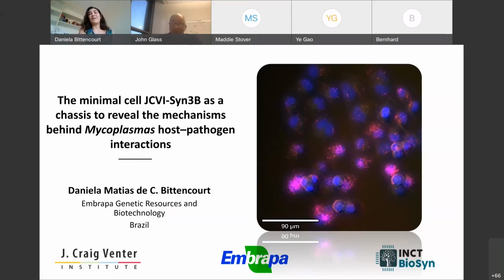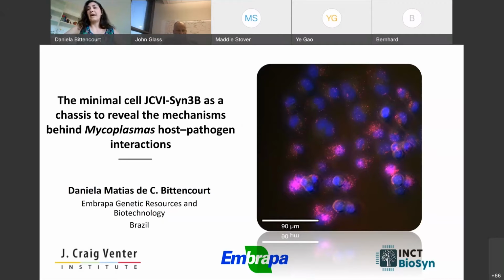It's a little bit different from the previous presentations, which were more computational analysis. But now, as John said earlier, the JCVI-Syn3, the minimal cell, is not capable of contaminating or infecting mammalian cells. So it's a perfect chassis for us to identify gene functions. And in this work, we focus more on the mechanism behind Mycoplasma host-pathogen interactions.